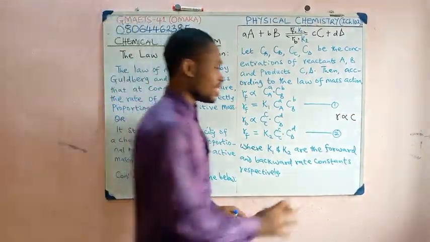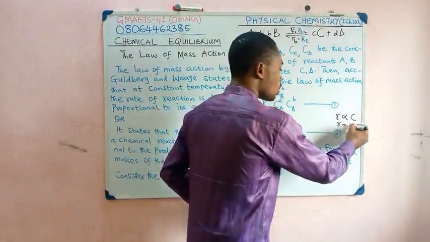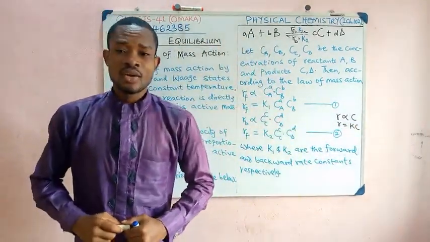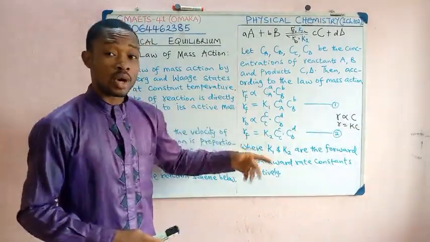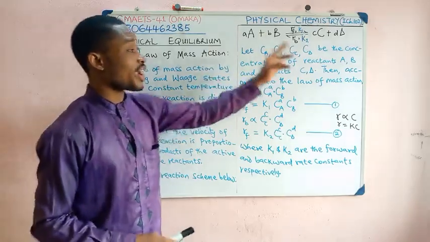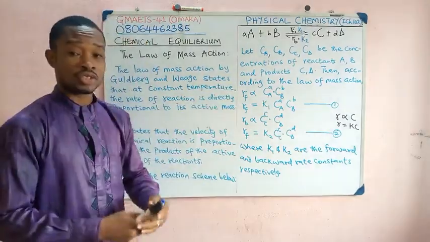And of course, if that is the case, then our R will be equal to Kc, where K is our constant of proportionality, which in this case is going to represent our equilibrium constant. Okay, so let us take the forward reaction and apply the law of mass action to it.